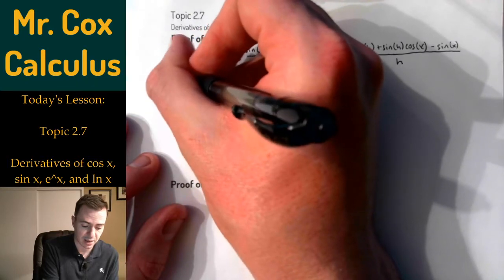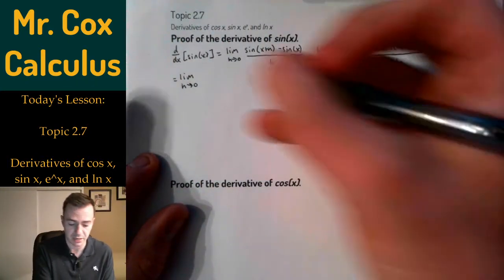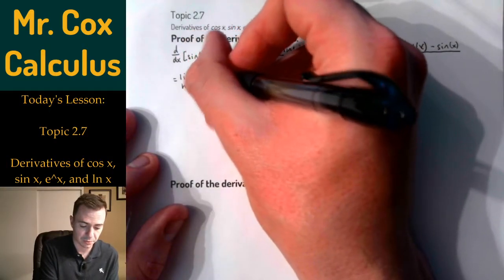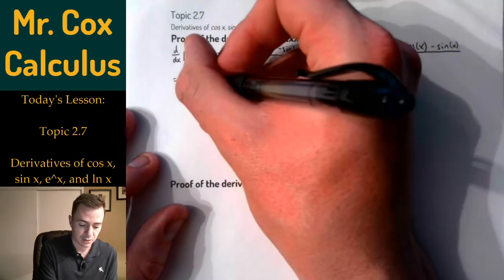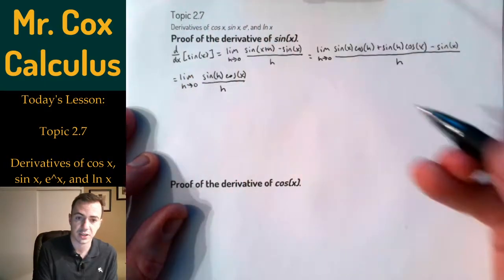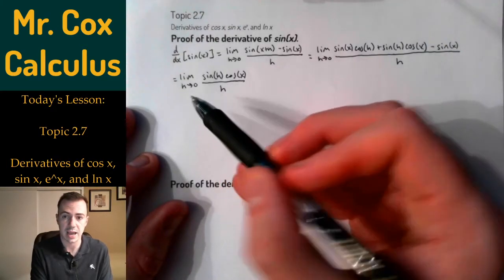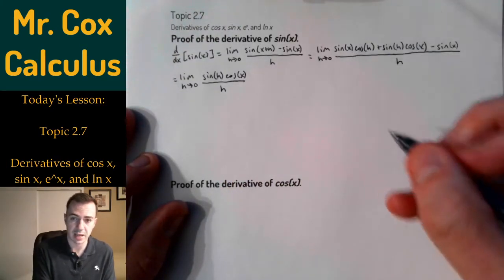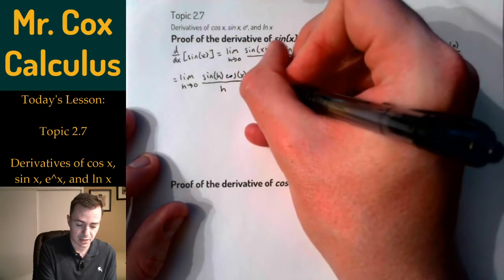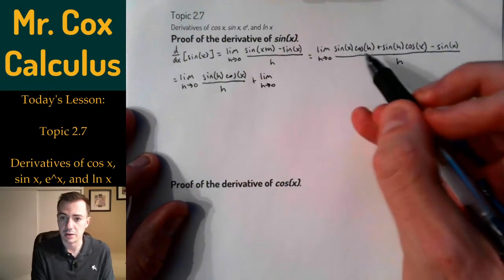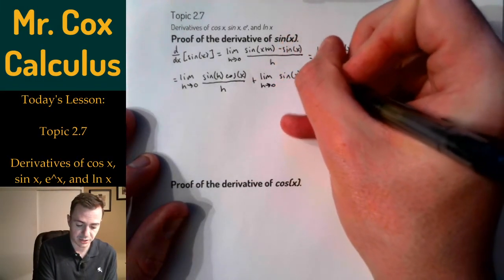So let's write that as the limit as h approaches 0. I'm going to take this middle piece, and hopefully when I'm done, you'll see that algebraically I haven't changed anything. I'm just rewriting it. So the sine of h cosine of x over h. So taking this term over h, writing it out, and then let's see what happens with what's left. So this is plus the limit as h approaches 0 of the sine of x cosine of h.